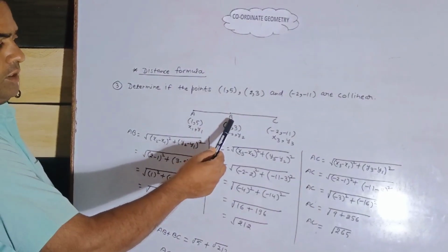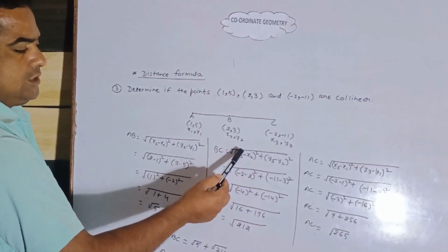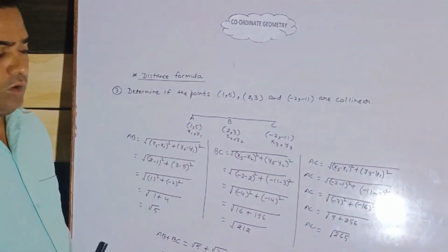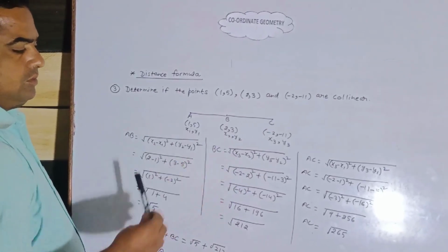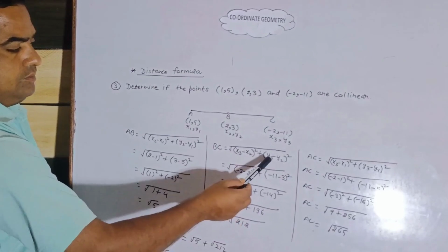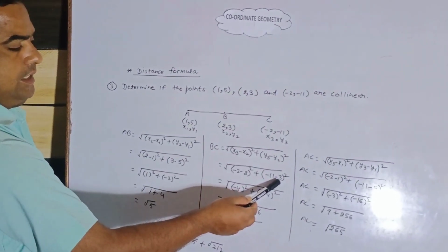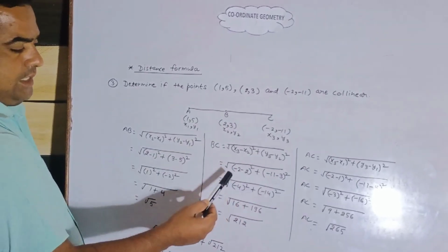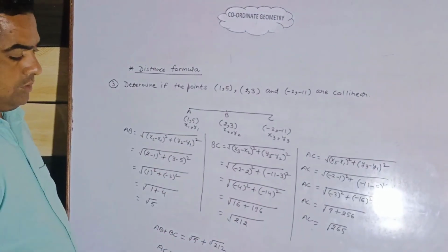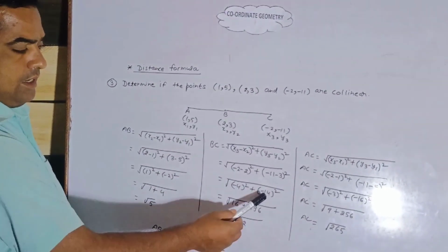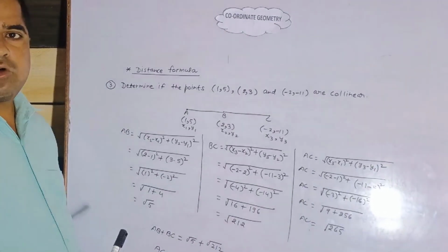Now we will find the distance between B and C. BC is equal to the square root of (x3 minus x2) whole square plus (y3 minus y2) whole square. The value of x3 is minus 2, minus the value of x2, this is 2, whole square, plus y3, the value of y3 is minus 11, minus the value of y2, this is 3. Then (minus 2 minus 2) is minus 4 whole square plus (minus 11 minus 3), this is minus 14 whole square. Minus 4 square is 16, and minus 14 square is 196. We will add both and we get under root 212.